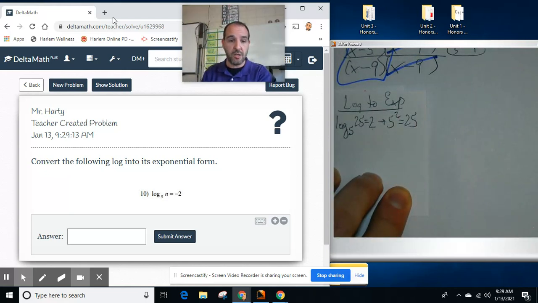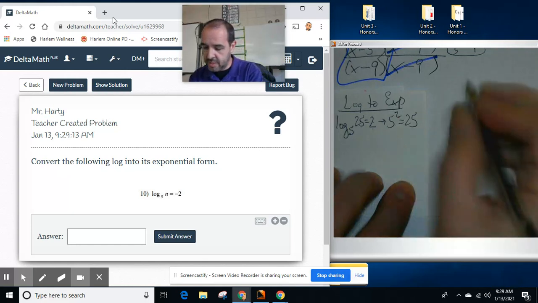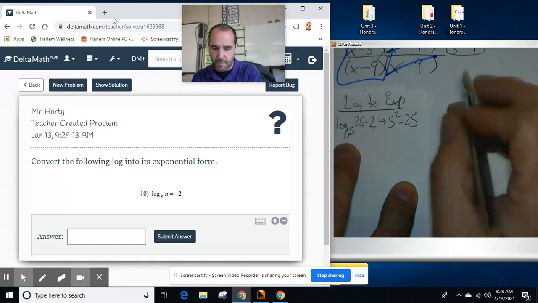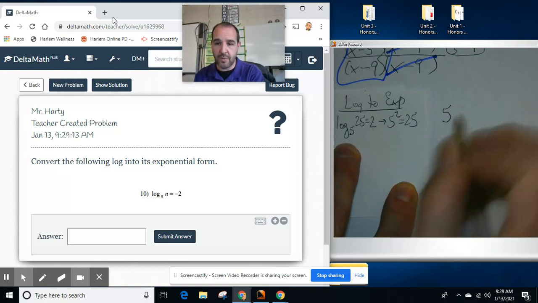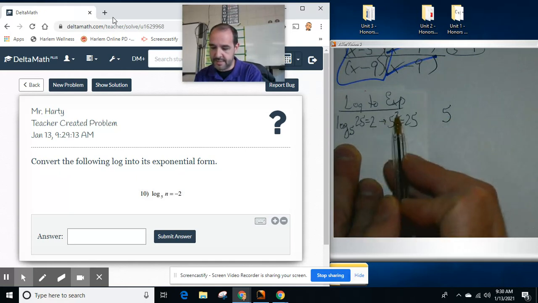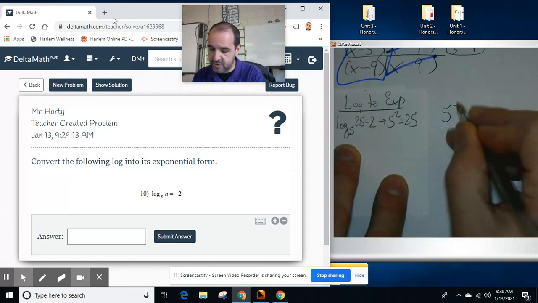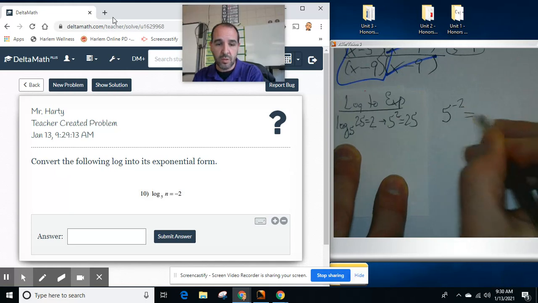So we've got the log. Okay, we're going to exponent. So let's see here. Let's start looking this out. So base is 5. Exponent. Where's my exponent? Well, let's look. My exponent here is there. So the equal sign, -2 equals n.